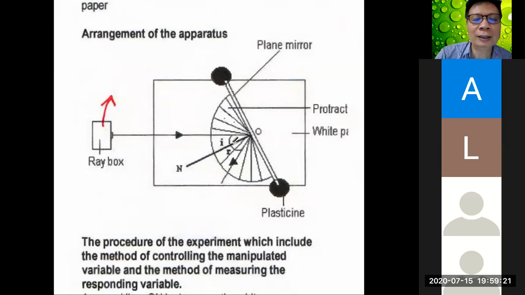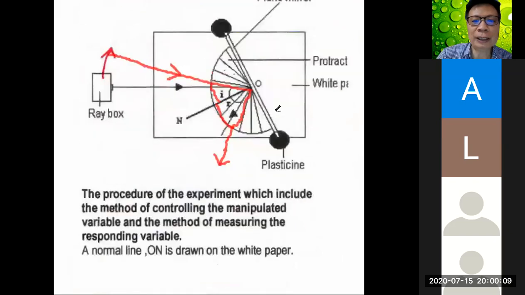Now, second experiment, you do like this. You push the ray box up a little bit to increase this angle. The angle of incidence now becomes bigger, probably 20 degrees. Just now 15, now 20. Then you notice that the light will be reflected like that. So the angle of reflection also becomes bigger. When this one becomes 20, the angle of reflection also becomes 20. So you continue to repeat a few times by adjusting the angle of incidence. Then you see the result of the angle of reflection. It's very simple.